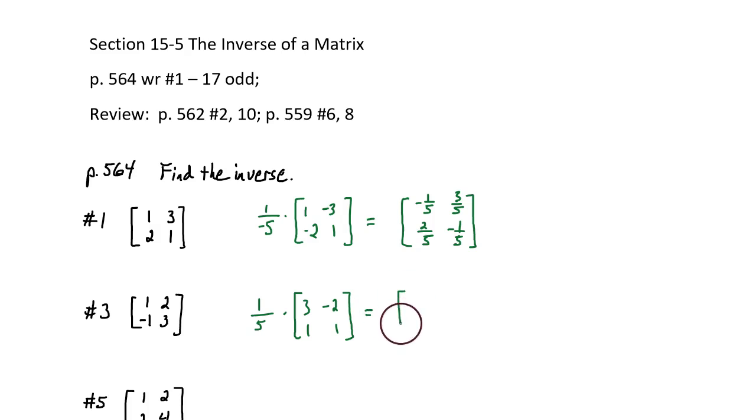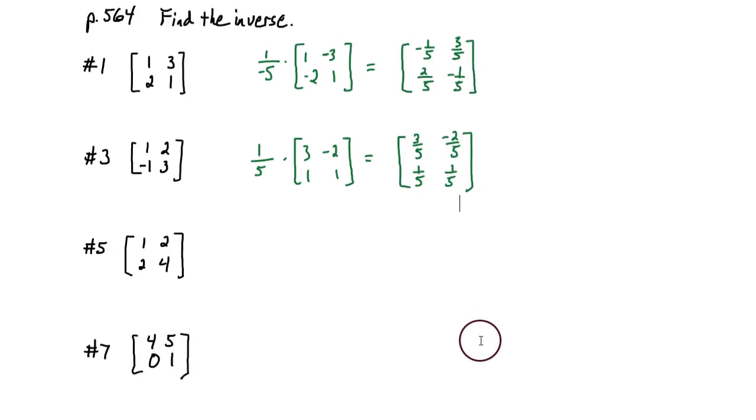Now distribute the 1/5 to all four entries. So 3/5, negative 2/5, 1/5, and 1/5. This right here is the inverse of this original matrix.